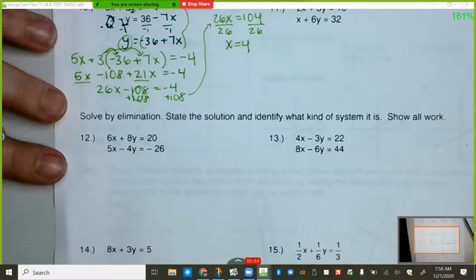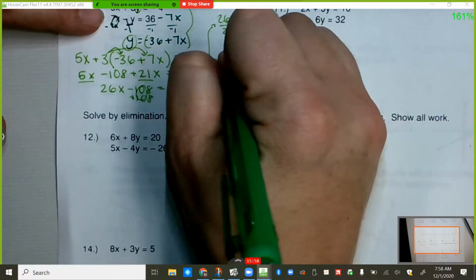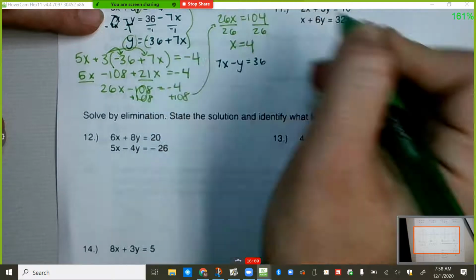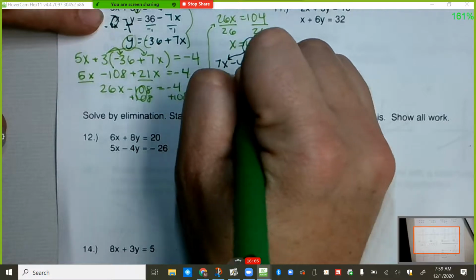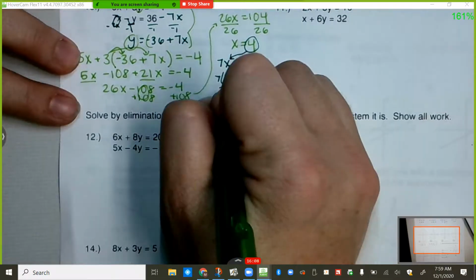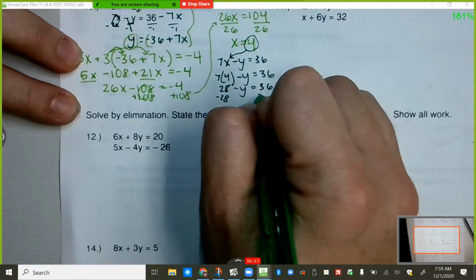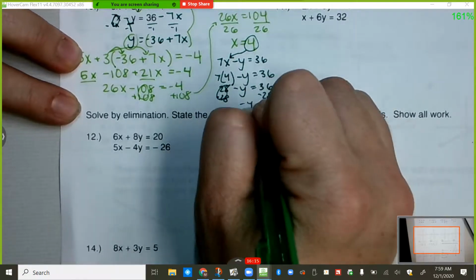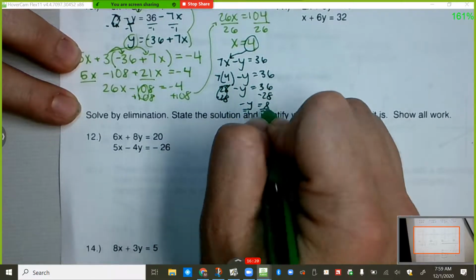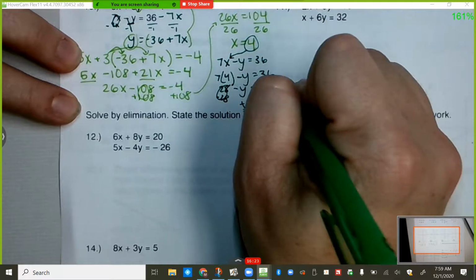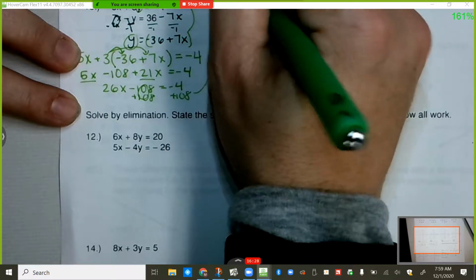And I'm going to plug it into, it doesn't matter which one, I'm going to pick the bottom one, 7x minus y equals 36. And I'm going to replace x with 4. So 7 times 4 minus y equals 36. Gives me 28 minus y equals 36. Subtract 28 from both sides. I get negative y equals 8. But I'm going to get rid of that negative by dividing by negative 1, and I end up getting y equals negative 8. And this is independent and consistent.